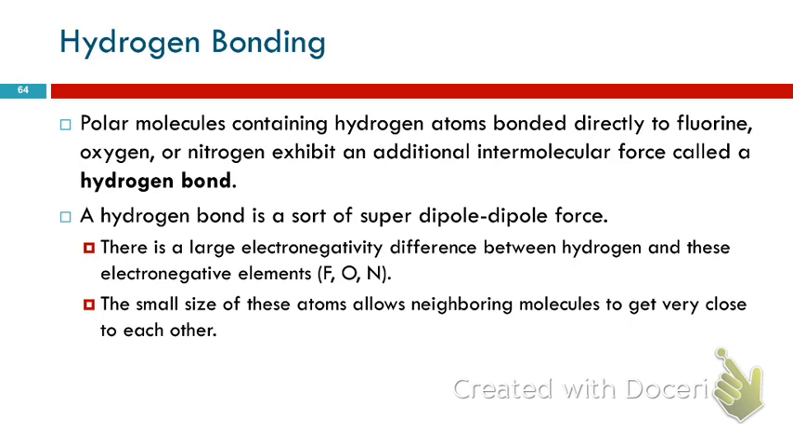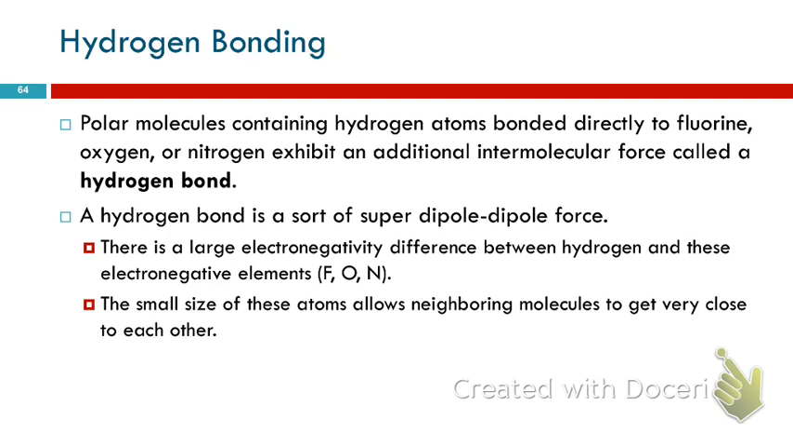Next one is hydrogen bonding. Hydrogen bonding is like super dipole-dipole force. Dipole-dipole force on steroids or something. Hydrogen bond happens in a polar molecule where we've got hydrogen bonded directly to fluorine, oxygen, or nitrogen. It's an extra strong dipole-dipole force. So these are going to be polar molecules.